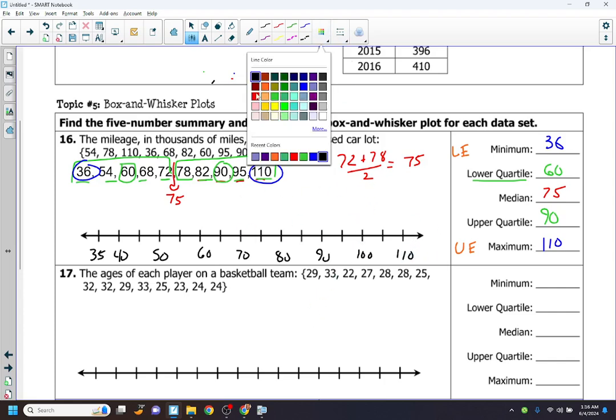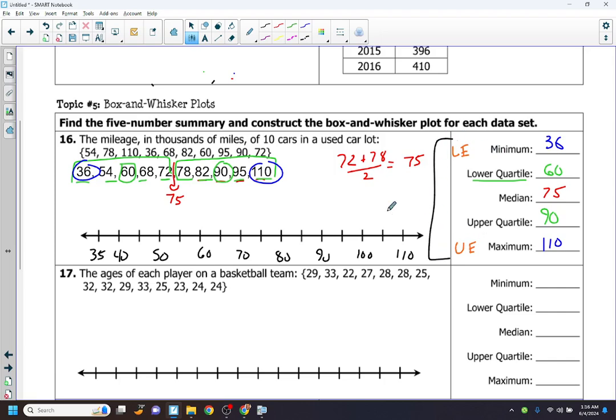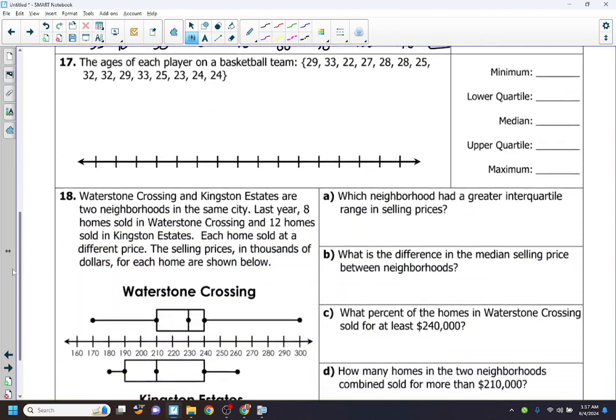So in this case, I'm going to put a dot at each point that I found of my 5 points here. So 36 is over here. 60 is over here. 75 is over here. 90 is over here. And then 110 is over here. Remember, it's line, then box, then box, then line. And remember, each piece is 25% of the data. So this is 25%, this is 25%, this is 25%, this is 25%. Okay? You get the concept. I'm not going to do it again.